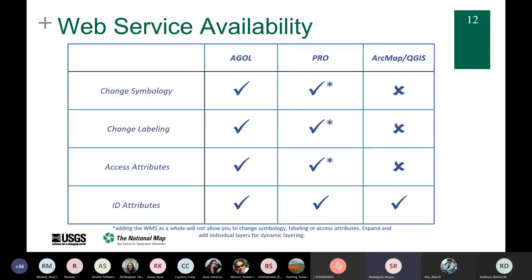Rob, if you don't mind going to the next slide. And here is a brief overview of how you can use the services. As I mentioned earlier, it's really geared towards ArcGIS Online and ArcGIS Pro, just because those are web functions that can take advantage of it and allow you to change that symbology and labeling. And there are just a few caveats that we'll go over for ArcGIS Pro. Rob, if you could go to the next slide, please.